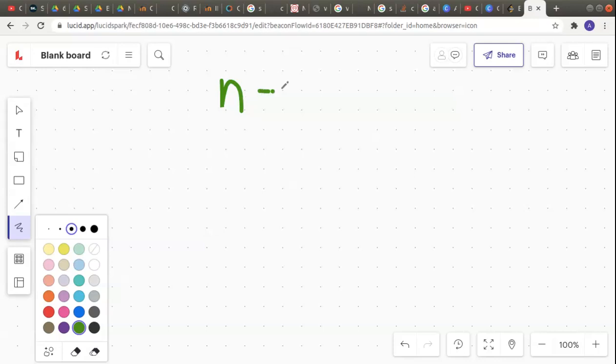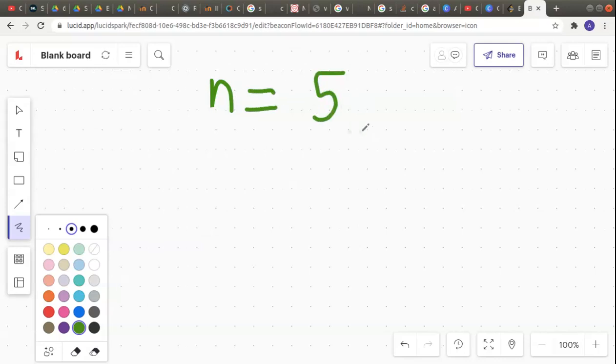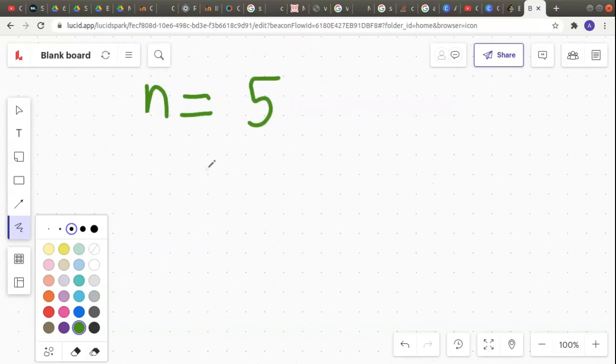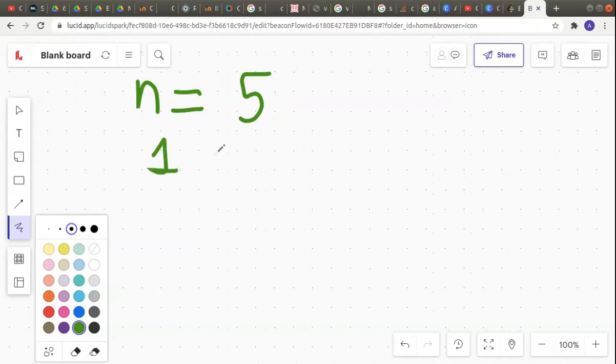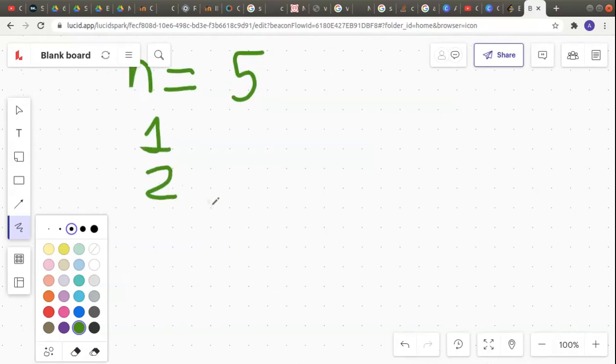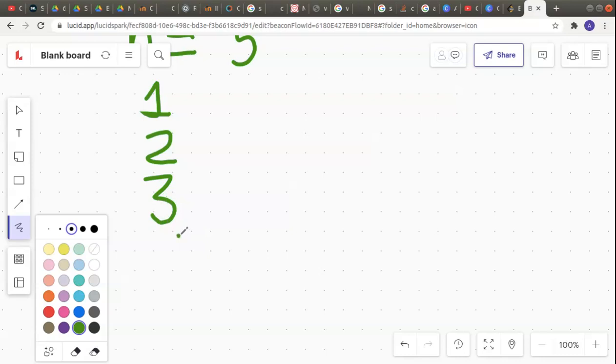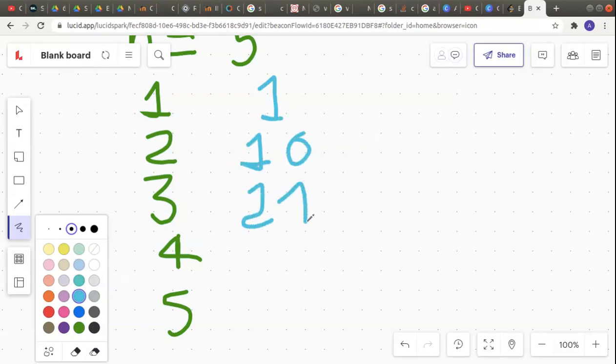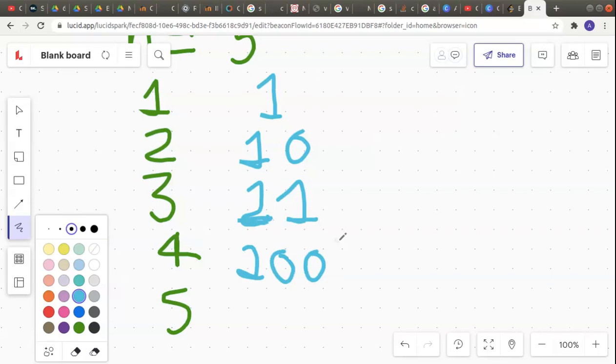Okay, so we'll use the example of n equal to 5, and we'll try to do this. So how can we do that? If n is equal to 5, we just need to write all the numbers from 1 to 5, right? So 1, 2, 3, 4, and 5. Let's do this. What is the binary representation of 1? That is 1. Binary representation of 2 is 1 0. Binary representation of 3 is 1 1. Binary representation of 4 will be 1 0 0. Binary representation of 5 will be 1 0 1.